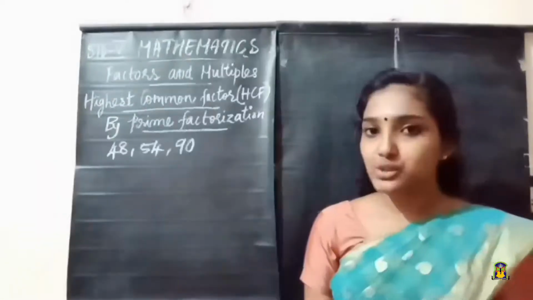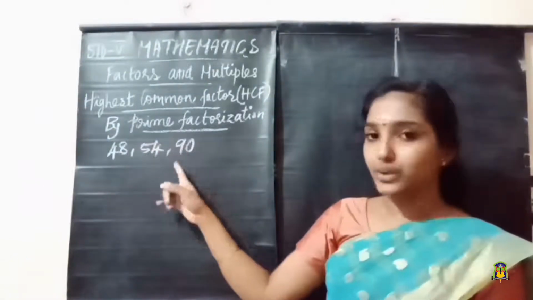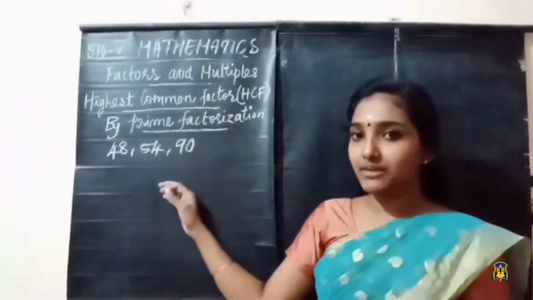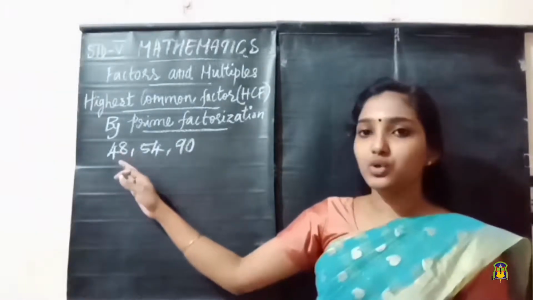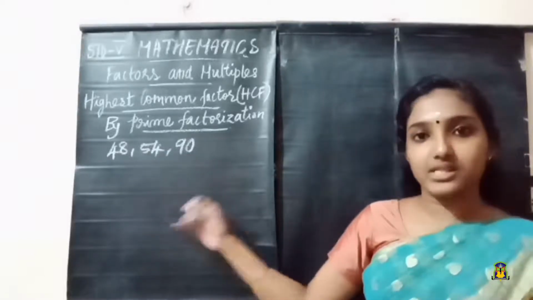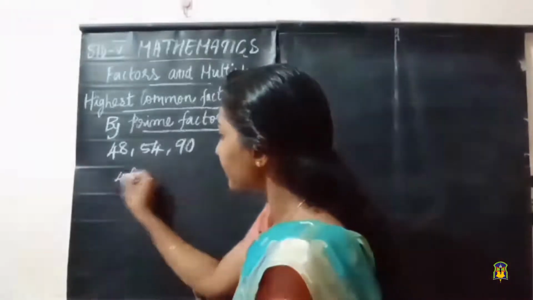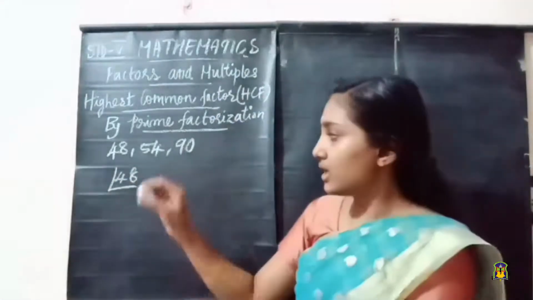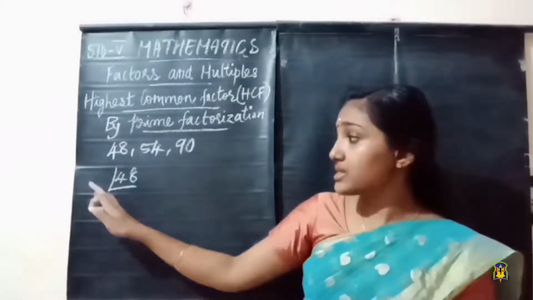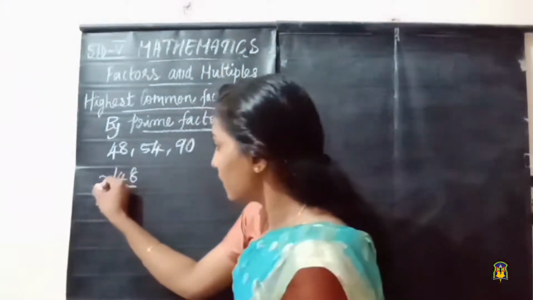Moving to our next question, here we are given 3 numbers, 48, 54 and 90, and we have to find the HCF of these numbers through prime factorization. We will go through each number one by one. First we are moving on to 48. We are asked to take only prime numbers to do the division, so first we will go for 2.